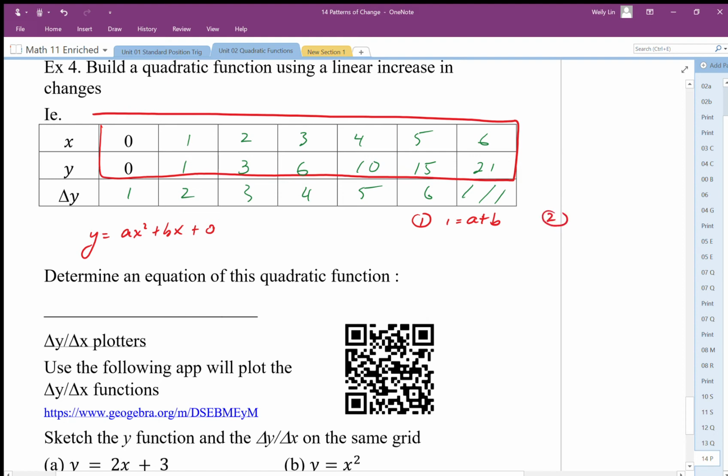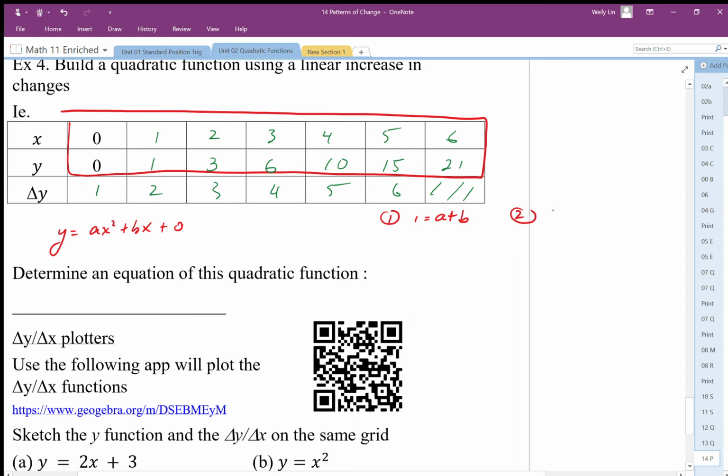I'll use the next coordinate, 2 and 3, as my other coordinate. So when x is 2, y is 3, which gives me 4a plus 2b. Then I'm going to times equation 1 by 2 to get rid of the b. So I'm going to end up with 2 equals 2a plus 2b. I'm going to solve this system for the a and b values. I subtract, and I get 1 is equal to 2a, so a is equal to 1/2. And b would then be equal to 1/2 as well.